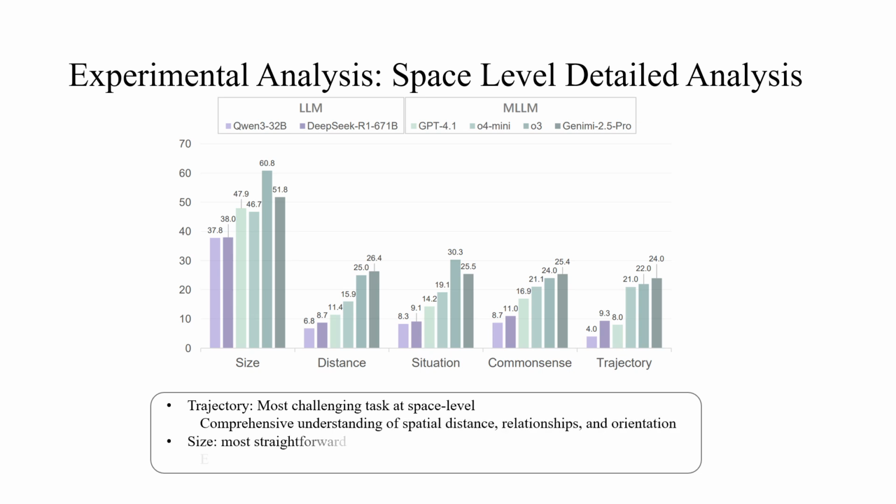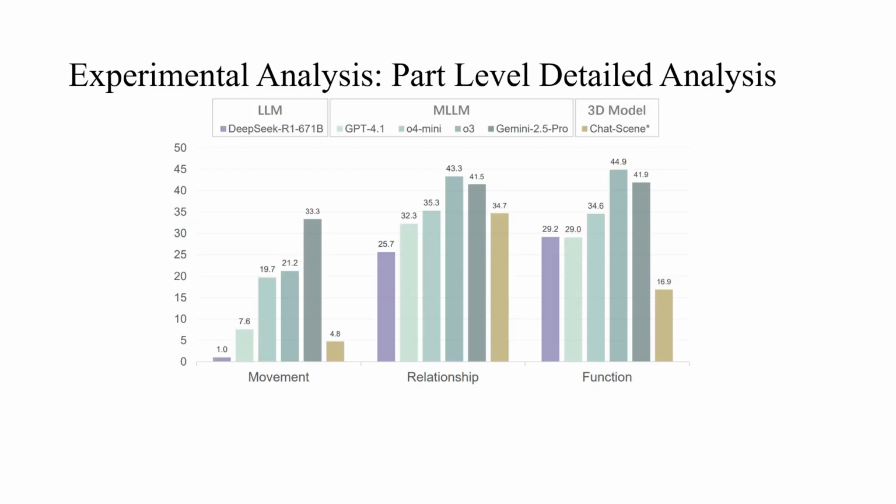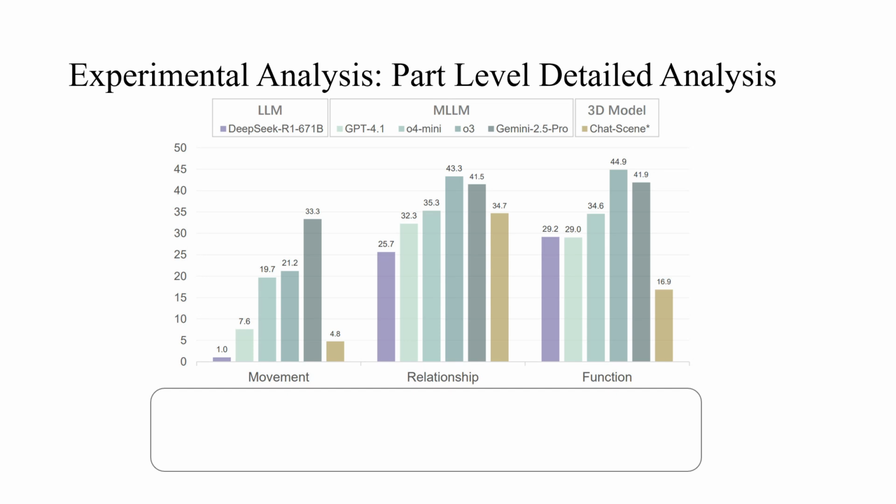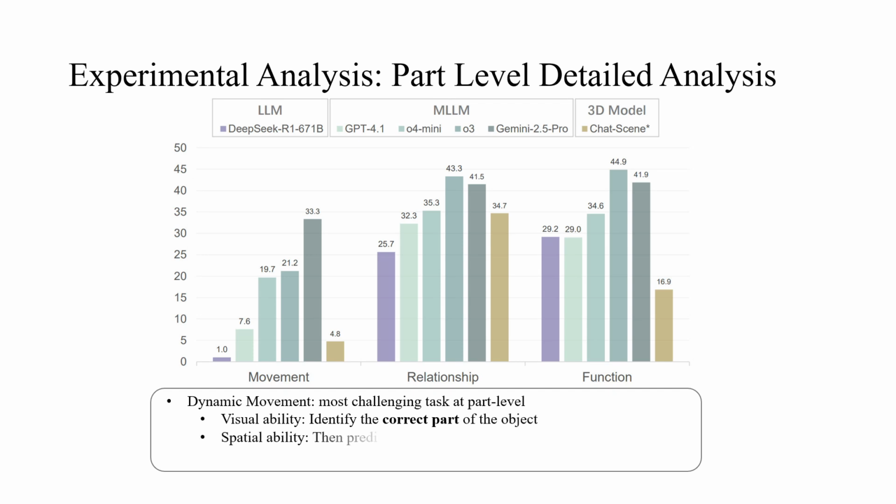In part-level tasks, expressions involving dynamic movement present the greatest challenge, with the best-performing model, Gemini 2.5 Pro, achieving only 33.3% accuracy. Models must not only accurately identify the specific part of the object but also understand the object's orientation to correctly predict the position of the bounding box after the movement.